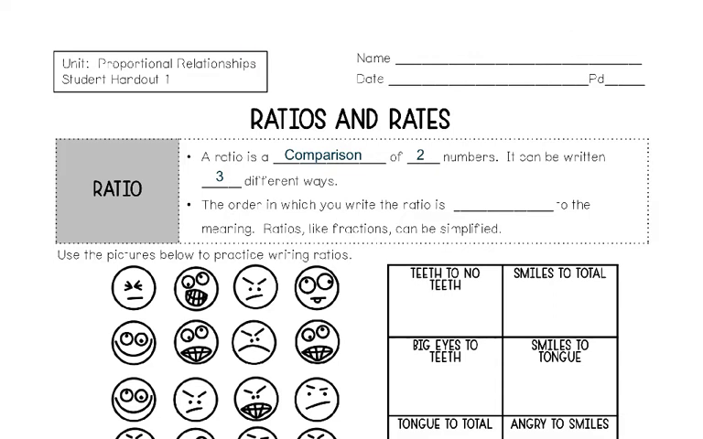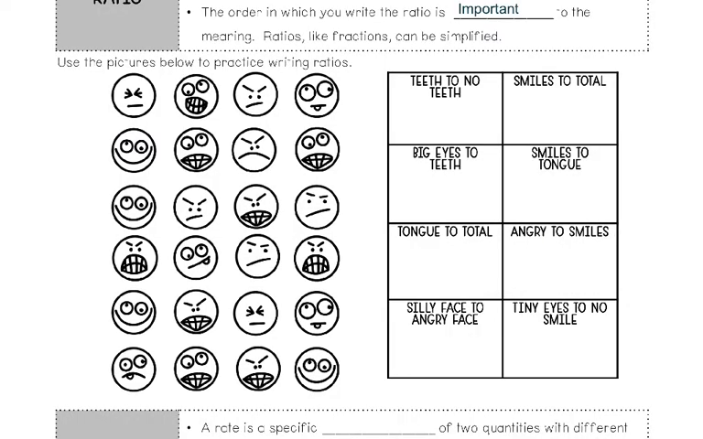So ratios are basically just fractions, but the order in which you write the ratio is important to the meaning. Ratios, like fractions, can be simplified. So let's practice with this picture here. It says use the pictures below to practice writing ratios. So you can go ahead and fill this out. I'll go ahead and do the first one for you.